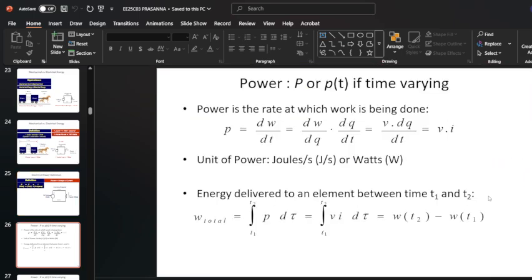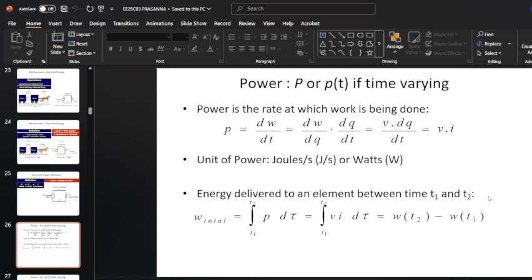Power is the rate at which work is being done. Power is equal to dW divided by dt. We can write it in the form of dW by dq into dq divided by dt. We know dW by dq is voltage, and dq divided by dt is current. So power is voltage into I. What is the unit of power? The unit of power is joules per second, or otherwise we can say watts.